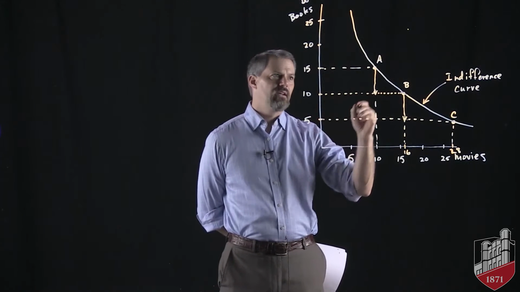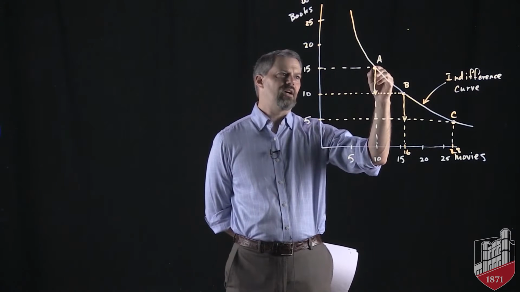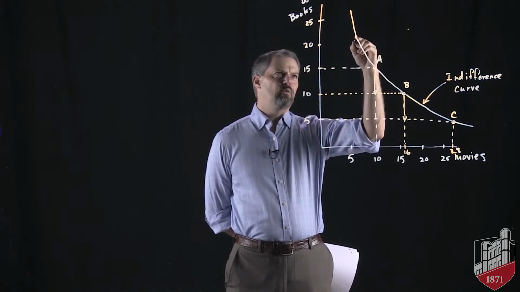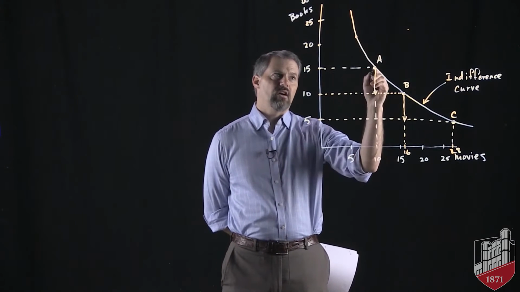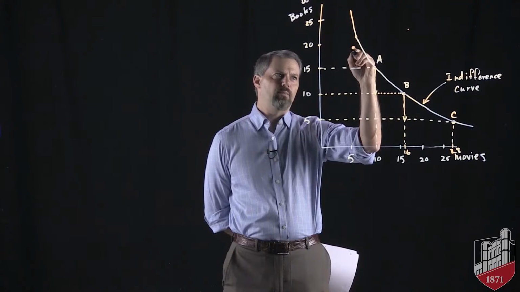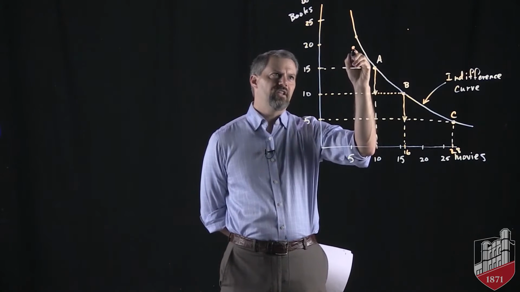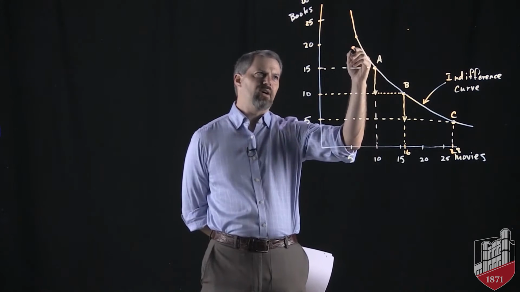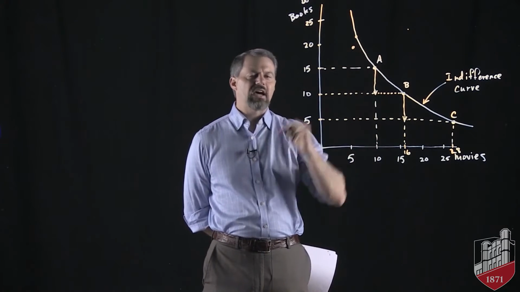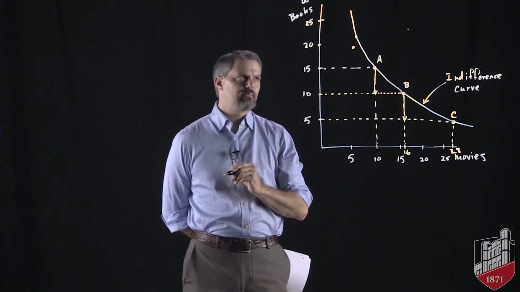Now we can. Now we can say this bundle, the consumer would like the exact same amount as that bundle. We can also say that the consumer would prefer bundle A to this bundle right there. And the reason is that this bundle is down here to the southwest of that indifference curve.